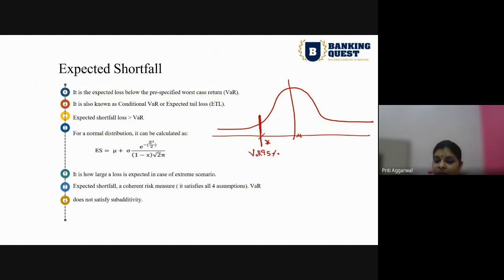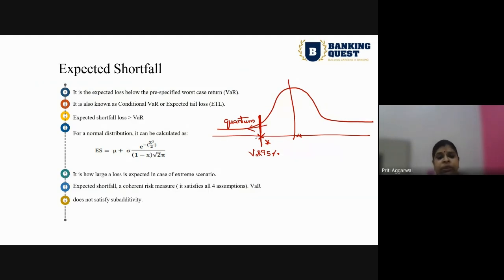So it is only giving me this level which it will not exceed. But the extent, the quantum of losses, is not defined by your VAR, right? So what happens, friends, is that every financial organization will determine their VAR in order to calculate the risk in their portfolio. They will calculate the VAR, right?